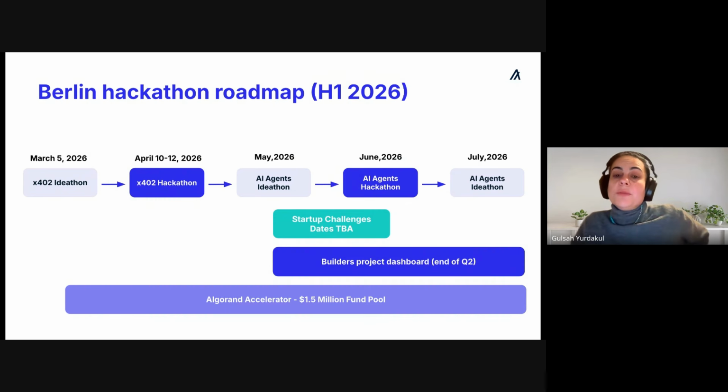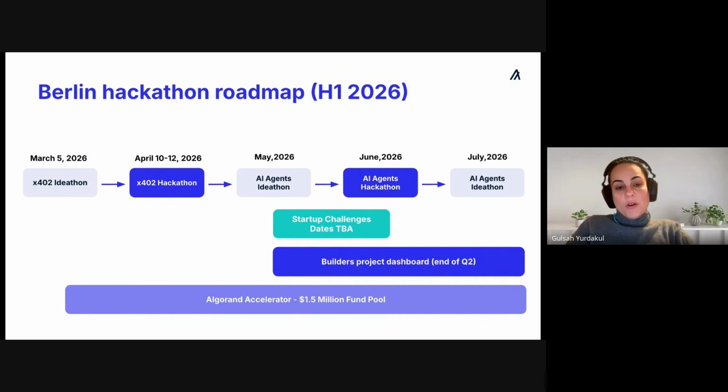Throughout this period, we will also be running different programs for whichever stage you're at. We will launch our startup challenges. Dates are going to be announced soon, but we are aiming to launch the program around May. If you already have your idea and a prototype, this could be a good place to see if your ideas fit in blockchain and Web3.